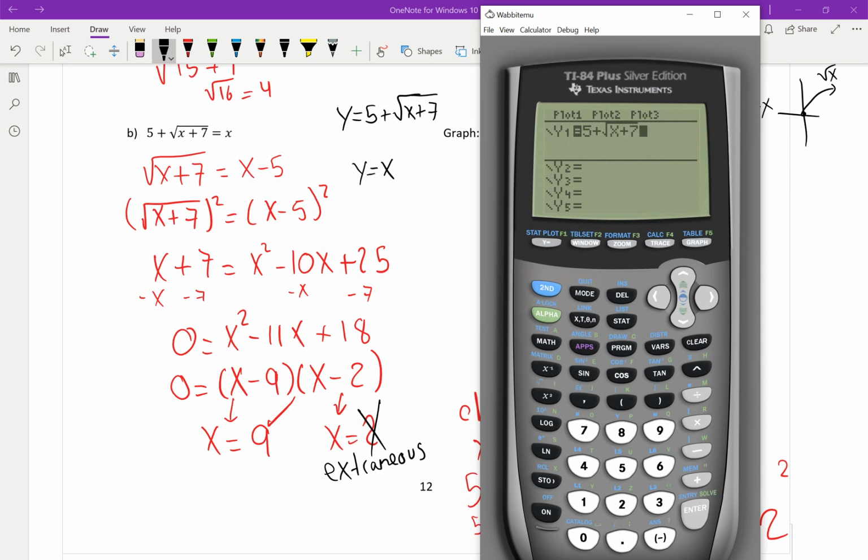And then my second graph is supposed to just be y equals x. Okay, let's graph both of them. So that's the first one. There's the second one. Good. And then we said second.